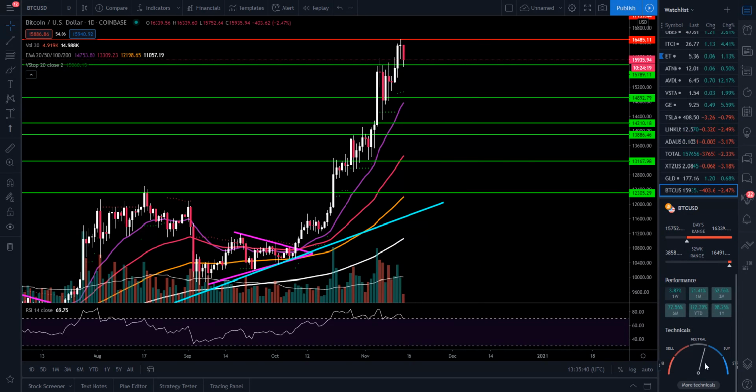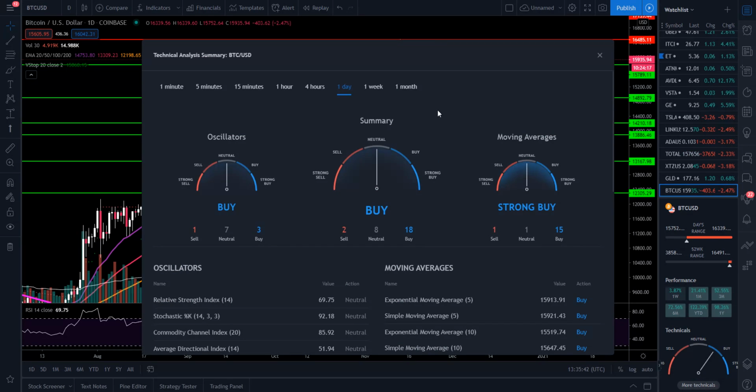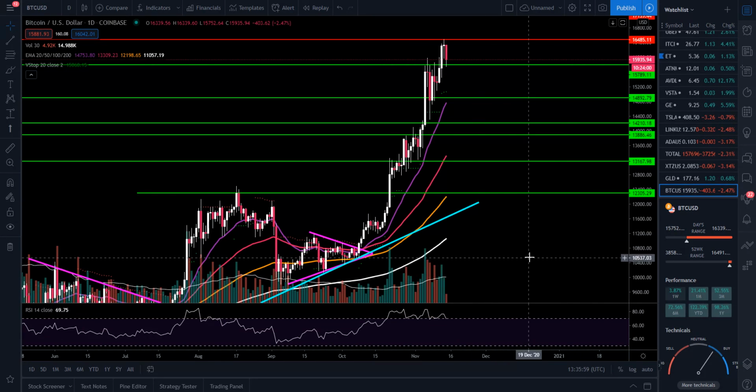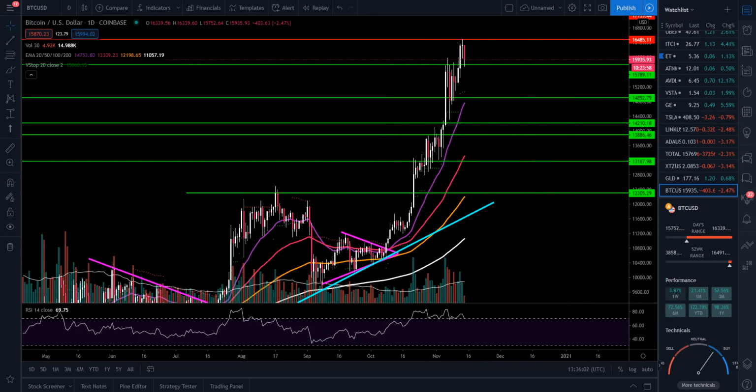If we get into the technicals of Bitcoin and take a look at this on the 1 day, we have a 2 sell, 8 neutral, 18 buy, and that's the overall summary. The oscillators: 1 sell, 7 neutral, and a 3 buy. Our moving averages have been looking great, and that's where we're getting the big buy signal from, because we're still up above that 20, 50, 100, and 200 moving average. Our 200 moving average is all the way back around $11,057. So that's pretty deep there, guys. That's how overextended we've gotten on this move here.